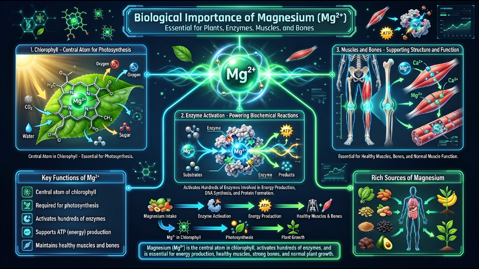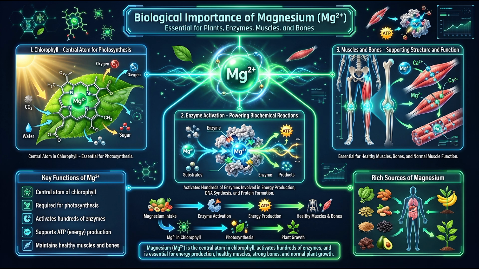Every activity that requires energy, including muscle contraction, nerve impulse transmission, protein synthesis, active transport, and cellular metabolism, depends on magnesium. Without adequate magnesium, the body's ability to produce and utilize energy would be greatly reduced, leading to weakness, fatigue, and impaired cellular function. The infographic further illustrates magnesium's importance in maintaining healthy muscles and bones.